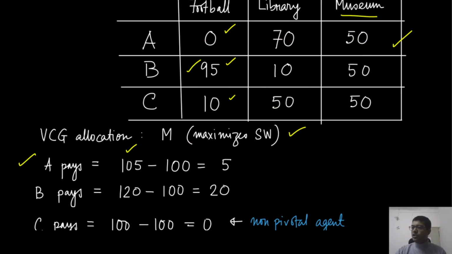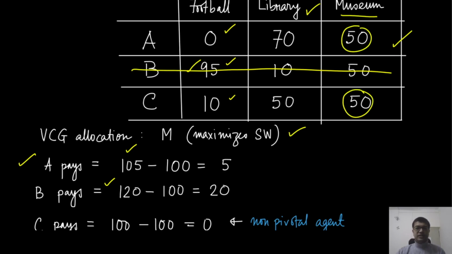Similarly, when you look at player B, you will have to do the very similar thing. You remove player B from the system and look at what is going to be the outcome. In that case, the outcome would have been library. That gives the sum of the valuations of all the other players to be equal to 120, and because of his presence, the sum of the valuations, that is this and this, is 100. So this difference is going to be 20. That is the payment for player B.